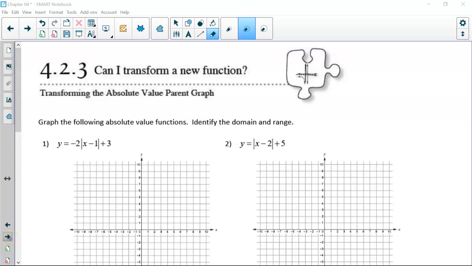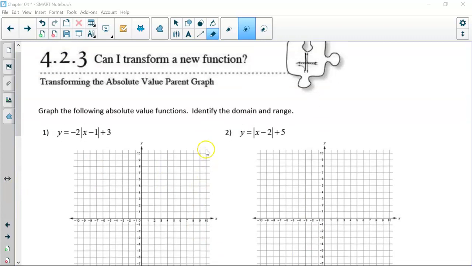Welcome to section 4.2.3. We're going to be talking about, in this part, graphing absolute value functions. Now, we've talked about transforming with A, H, and K. A is that stretch, compression, reflection. H is shifting left and right, and K is shifting up and down. Now, there's an easy way to graph absolute value functions without transforming and without even using a calculator.